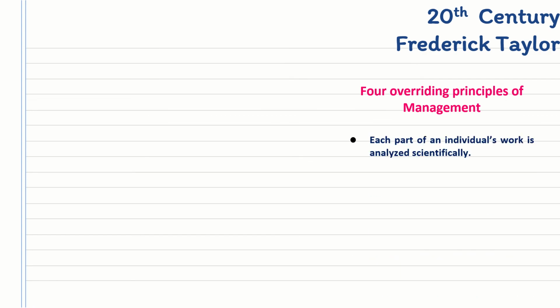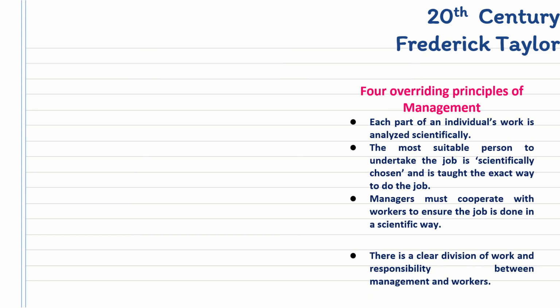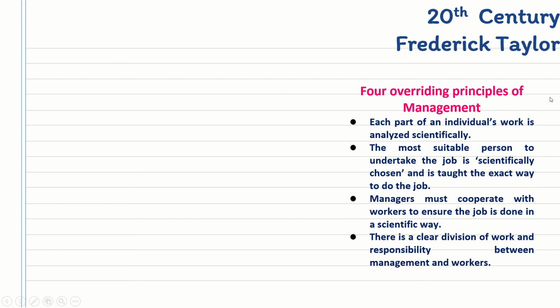So from there, in the 20th century, Frederick Taylor, a theorist who proposed scientific management, shared his 4 overriding principles of management. First is each part of an individual's work is analyzed scientifically.